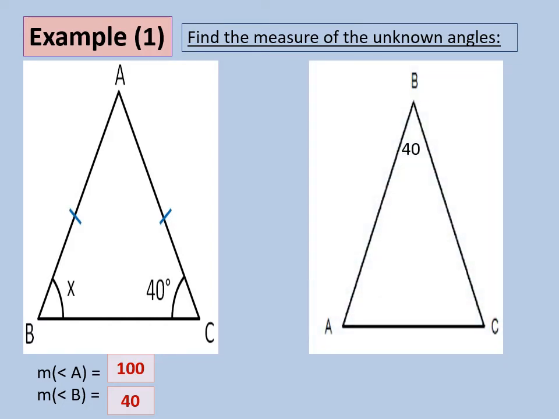Number 2. This triangle is isosceles. BC equals BA. The measure of the vertex angle is 40. So angle A and angle C will be equal in measure. To find the measure of each, we will subtract 180 minus 40 divided by 2. So measure angle A and measure angle C will equal 70 degrees.